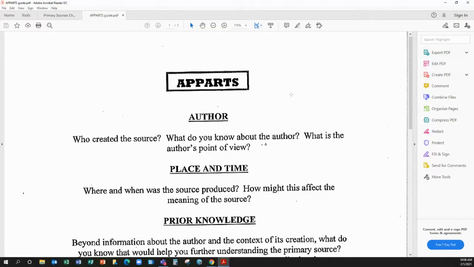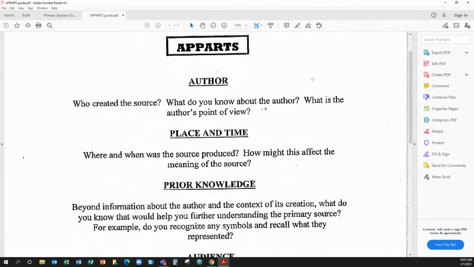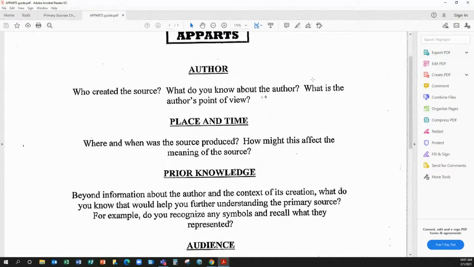So you want to discuss the author. Who created the source? What do you know about them? What do you think their point of view is? This should be pretty standard. There's not a lot of objectivity to this. When you're looking at these documents, remember that you're looking at the original author, not an editor, not a translator, and also not Pearson or whatever search engine was used to find the document. We're looking at just the actual document.